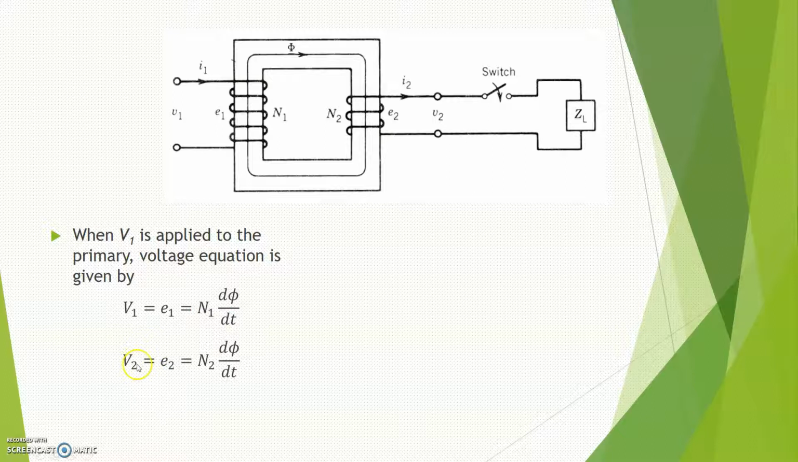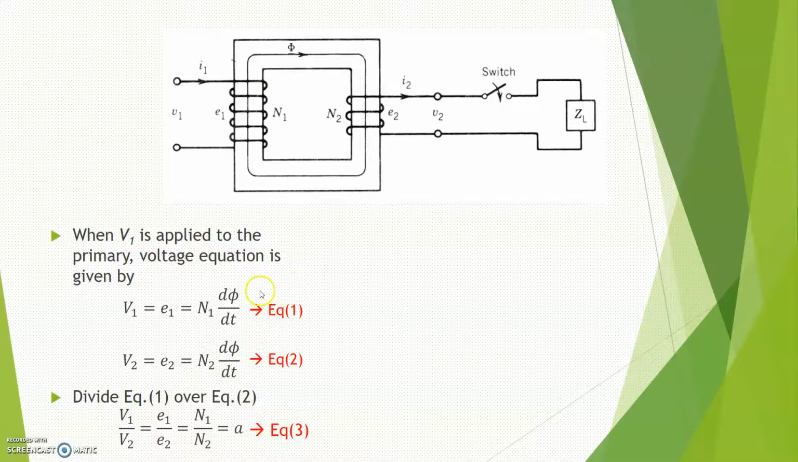And then for V2, the core flux links between the primary winding and the secondary winding, and thus it will induce the voltage E2, which is the same as V2. So here you have V2 equal to E2 equal to N2 multiplied by d flux over dt. And then you can divide equation number 1 by equation number 2, so that you have V1 divided by V2 equal to E1 divided by E2 equal to N1 divided by N2. The d flux over dt terms cancel out. All of this is equal to A, where A is the turns ratio.